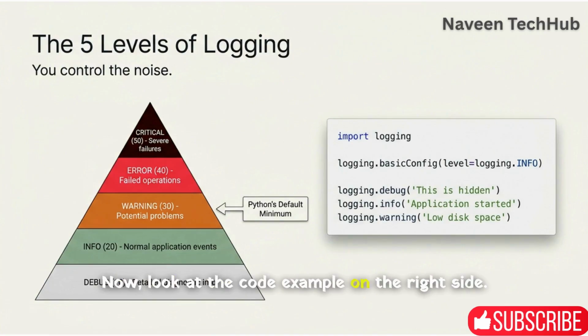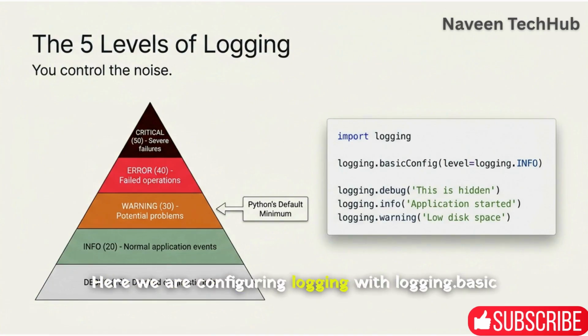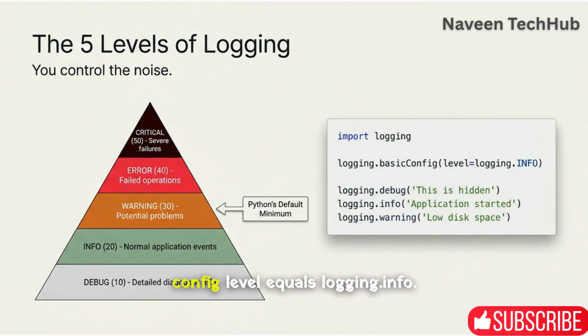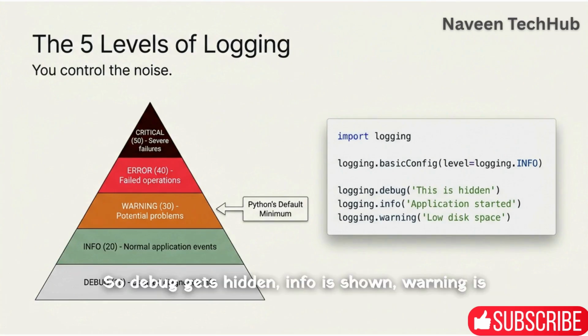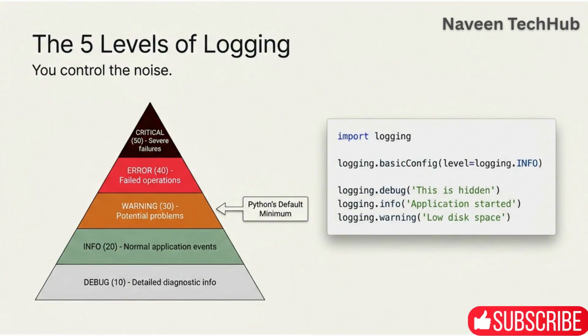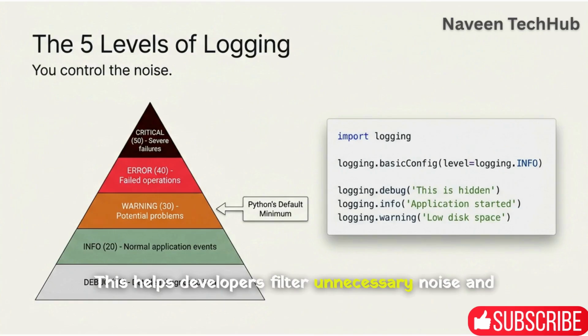Now, look at the code example on the right side. Here we are configuring logging with logging.basicConfig level equals logging.INFO. This means Python will only show logs from info and above. So debug gets hidden, info is shown, warning is shown, error is shown, critical is shown. This helps developers filter unnecessary noise and focus only on important events.